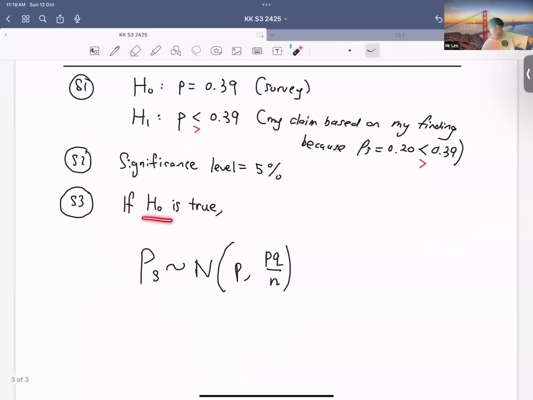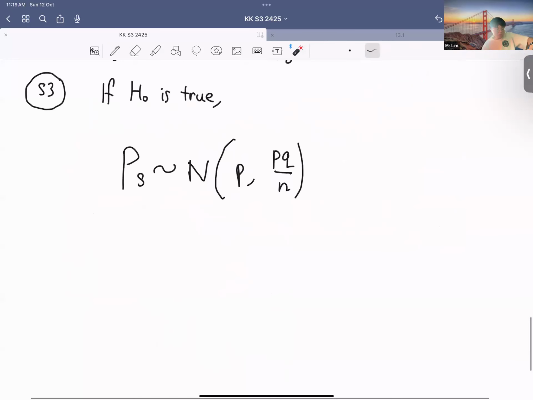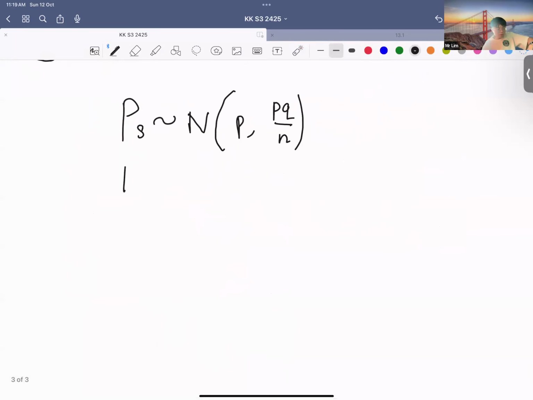Now, following H0, which is 0.39, you are going to substitute your P as 0.39. N is equal to 50. Q is 1 minus P. So again, what you have? Substitution. 0.39 multiplied by 1 minus 0.39, which is 0.61. Correct. Divided by 50.